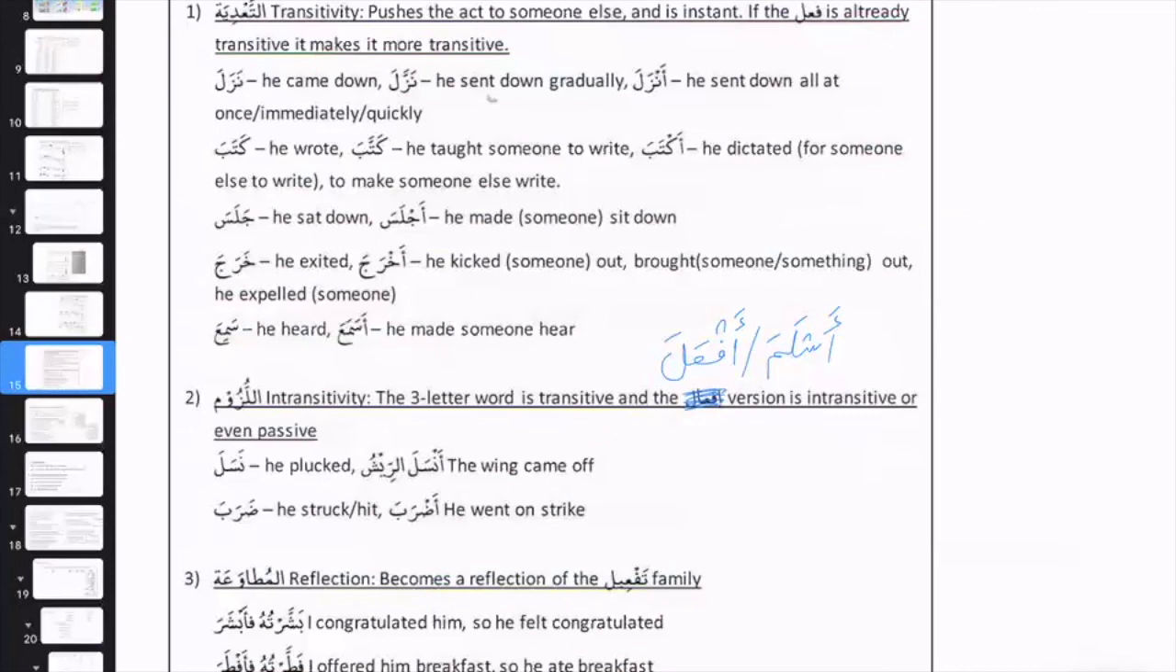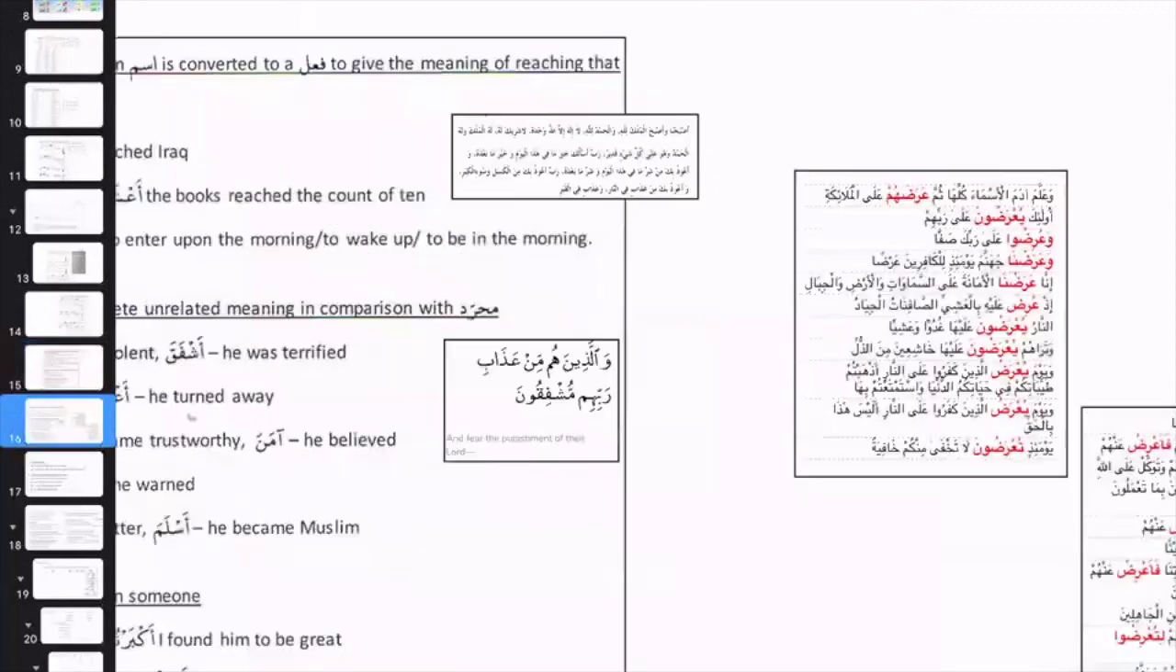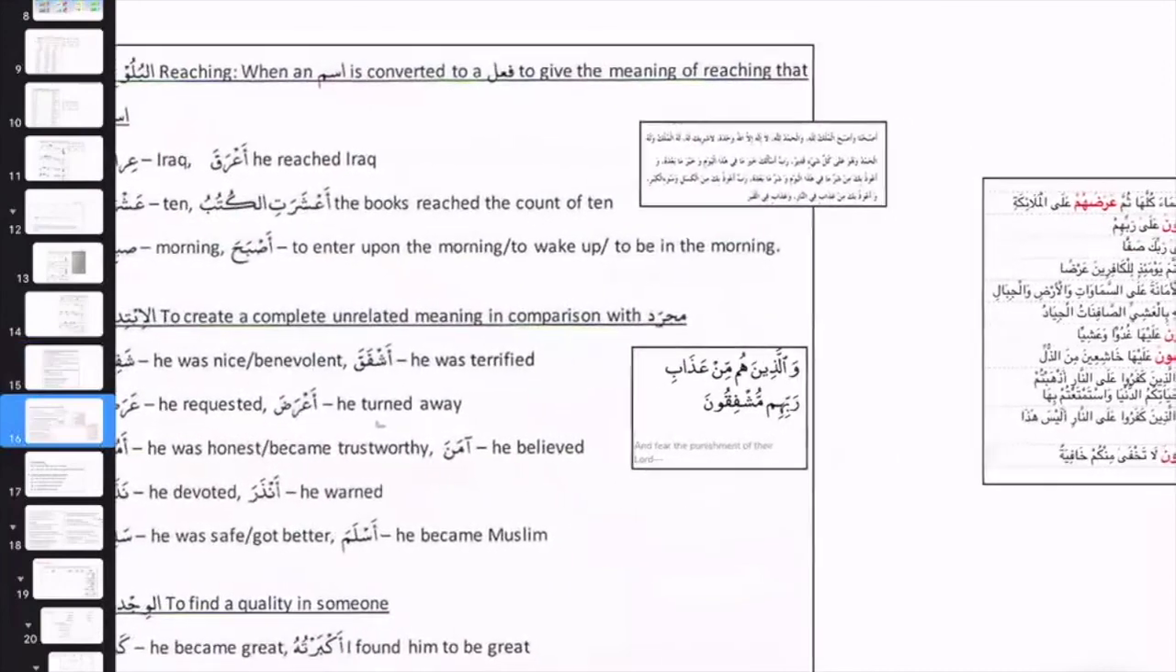Fattartuhu fa'aftara. I offered him breakfast and so he ate breakfast. Bassartuhu fa'absara. I made him see, so he saw it. Hassantuhu fa'ahsana. I made him excel, so he excelled. Okay, so this kind of mirror reflection is happening over here.